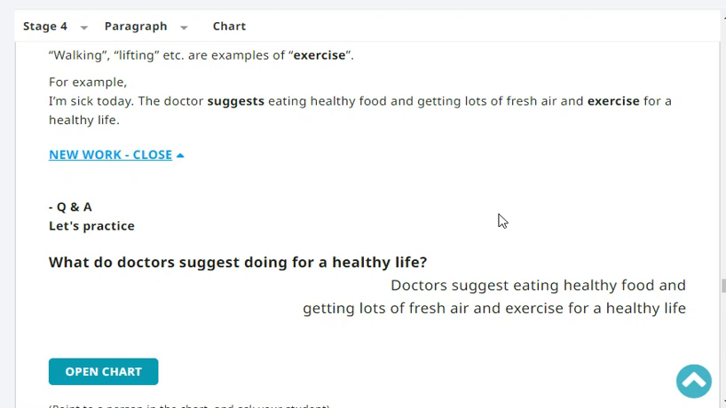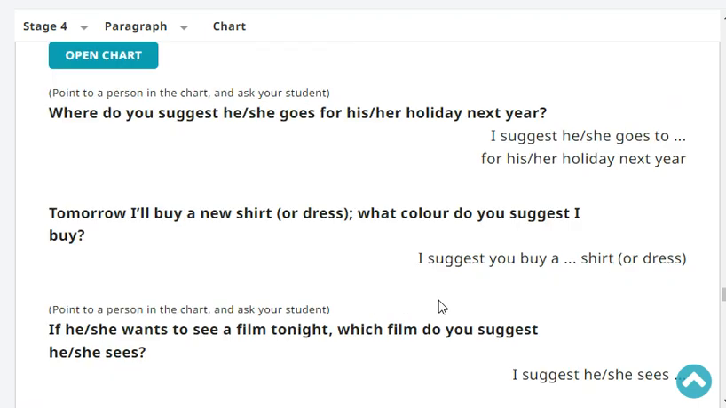Let's practice. What do doctors suggest doing for a healthy life? Doctors suggest eating healthy food and getting lots of fresh air and exercise for a healthy life. Megan, where do you suggest he goes for his holiday next year?